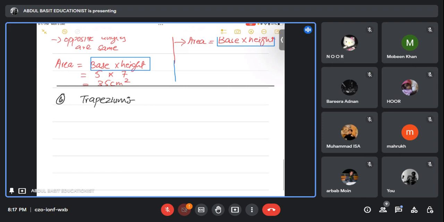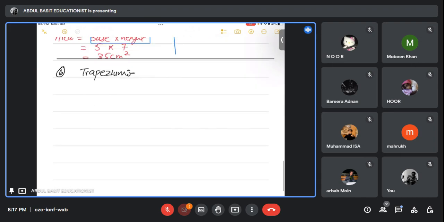Trapezium is a bit different. It's a quadrilateral as well. It is a quadrilateral, but it has one pair of parallel lines. So for example, if this line is parallel to this one, you can see that these two lines are parallel. So let me just join them. So you can see that it's a quadrilateral, but it has only one pair of parallel lines. So for example, this is L1 and that is L2. And Hoor and Noor, beta, as I debated a few minutes ago, this would be the height. This would be the height. Yes or no?